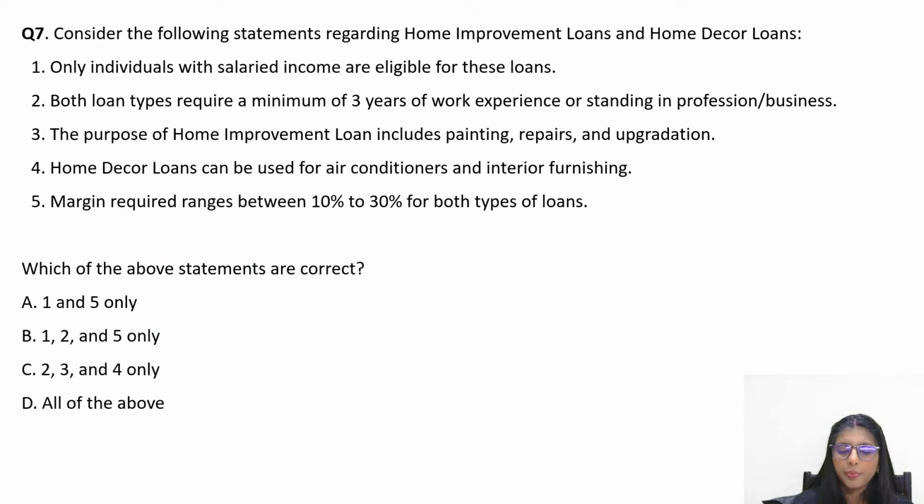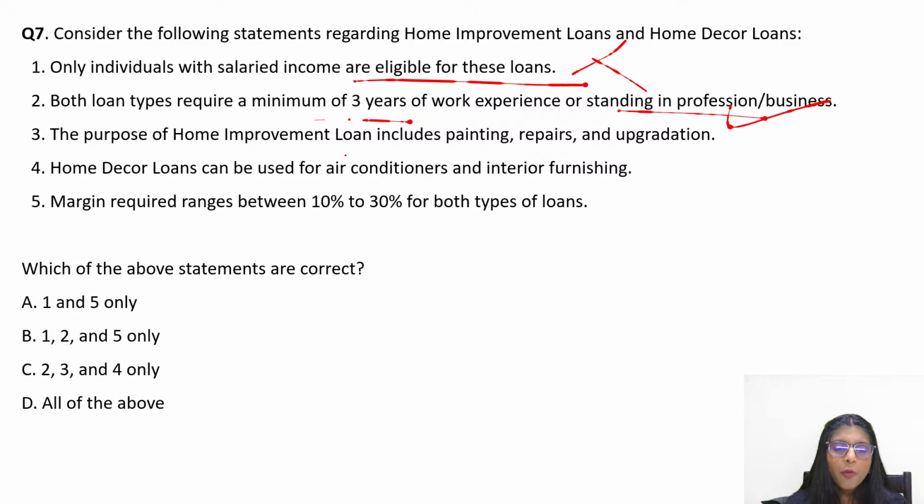Consider the following statements regarding home improvement loan and home decor loan. Only individuals with salaried income are eligible for these loans. No. Not only salaried individuals but also professionals, business persons and agriculturists are eligible for this home improvement or home decor loan. Both loan types require a minimum 3 years work experience or standing in profession or business. Yes, correct. The purpose of home improvement loan includes painting, repair, and upgradation.